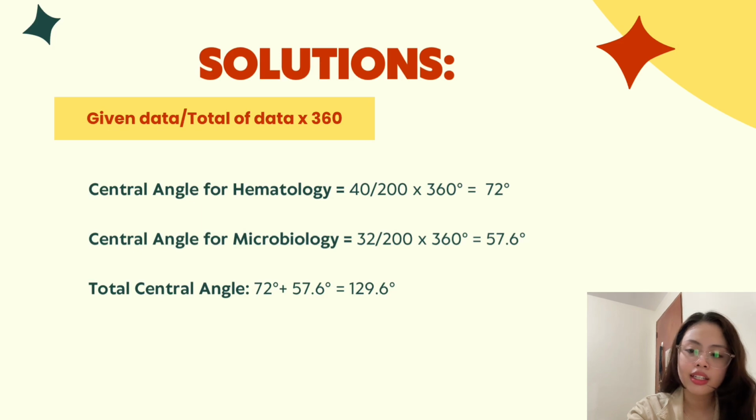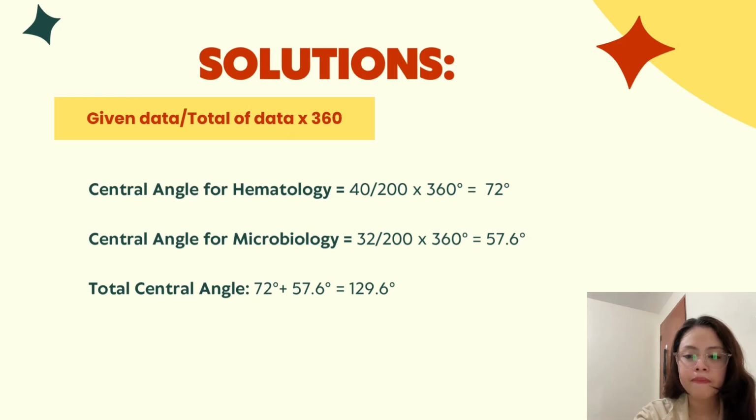So again, the formula is given data over the total of data, and our given data is 40, based on our calculations in letter B. So our given data is 40, over 200, which is our total of data, times 360 degrees, and that equals 72 degrees.